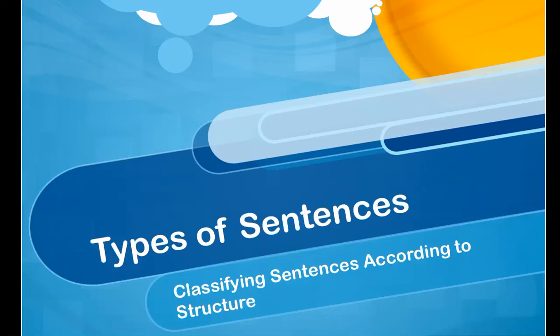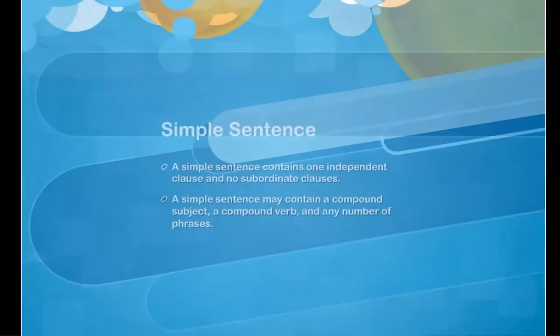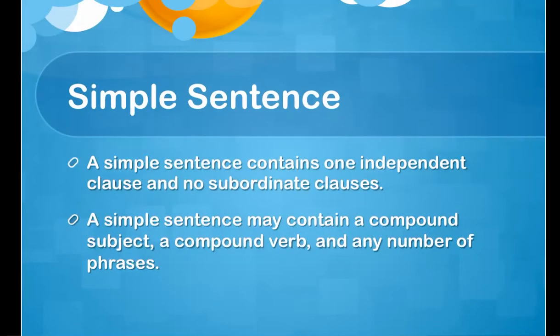In this video, you will learn how to identify the four main types of sentences. A simple sentence contains one independent clause and no subordinate clauses. A simple sentence may contain a compound subject, a compound verb, and any number of phrases.